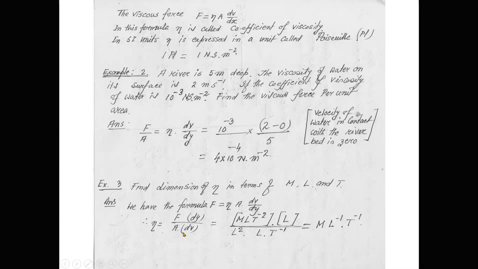The dimension of velocity and the dimension of change of velocity are the same: L T to the power minus 1. And dy is equal to depth. Depth means a thickness, or a distance, and distance has dimension length L. So after calculation we will get M L to the power minus 1 T to the power minus 1. So it is also a very simple problem.